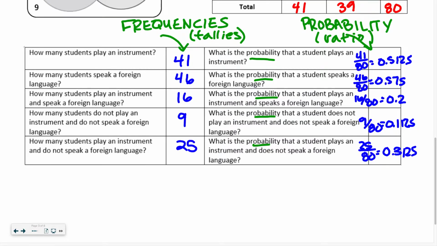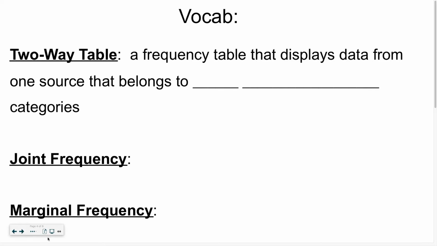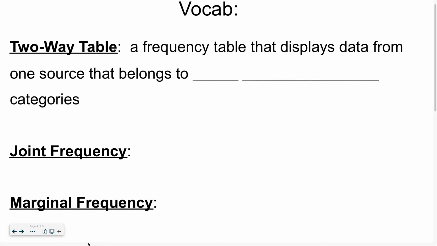So then we got this vocab stuff down at the bottom. Okay, I think the first one is still a fill in the blank. A frequency table that displays data from one source that belongs to two different categories.